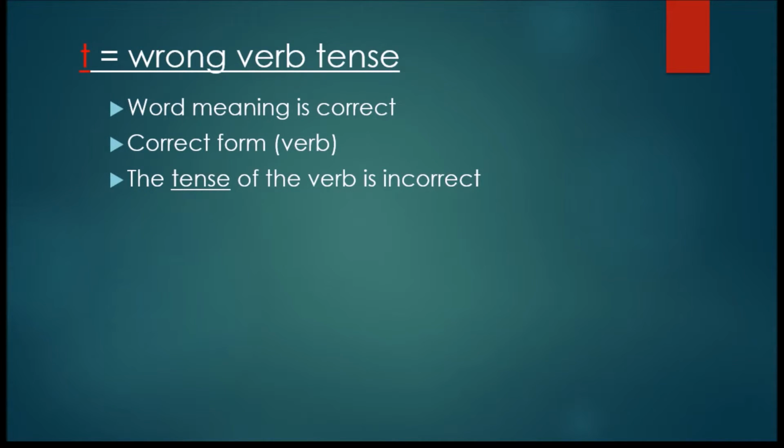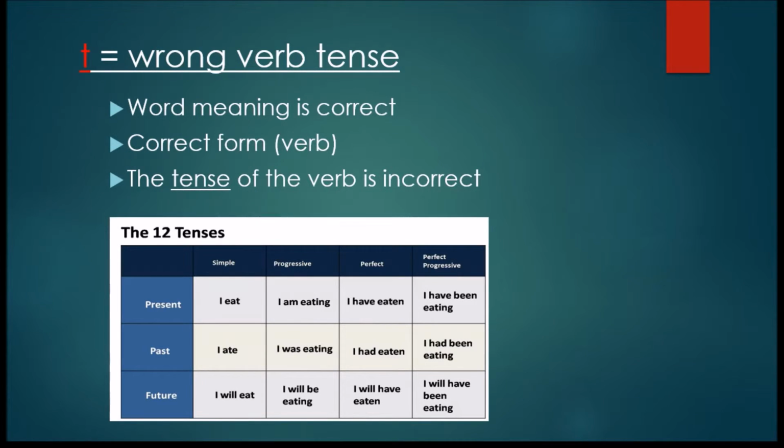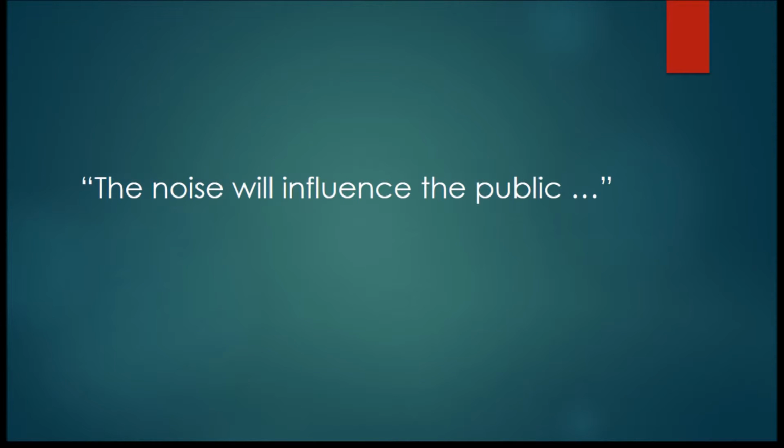So if you see T written above one of your words, you know that it's working as a verb, you know that it's the correct verb, but the tense, you'll need to perhaps consult a grammar book or a chart like this, and to use your knowledge of the different tenses and how they function to identify what the correction needs to be. Okay, so I've got a couple of examples to demonstrate how each of these works.